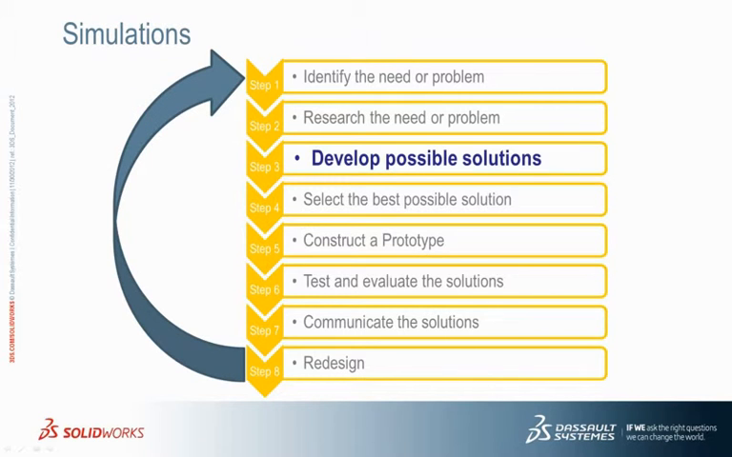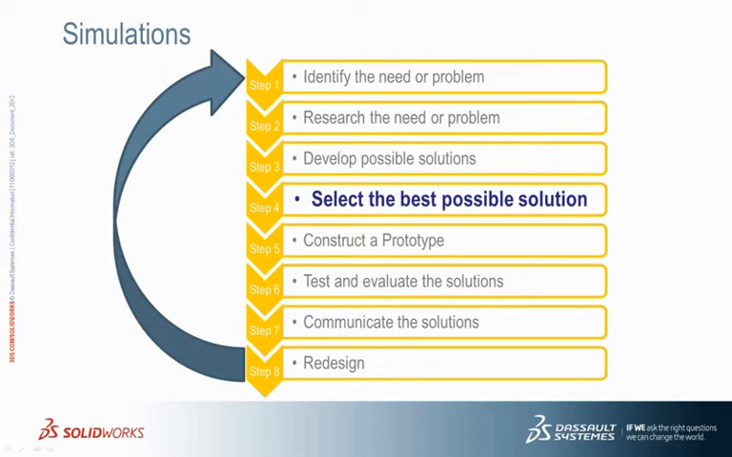Step 3 of the engineering design process is developing possible solutions. This is a stage where simulations are very useful because you can simulate your design to see whether or not it meets design criteria. Step 4 of the engineering design process is where the best solution is selected. In this stage, simulations can be used to compare the performance of different designs.